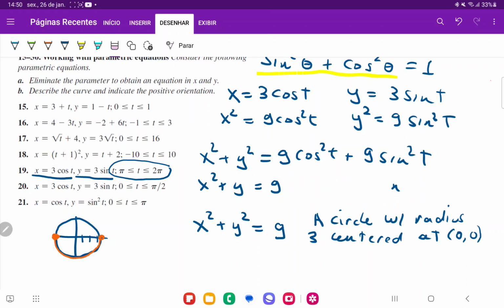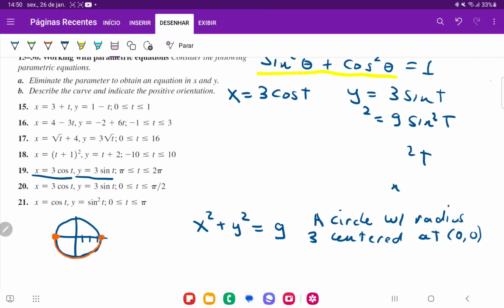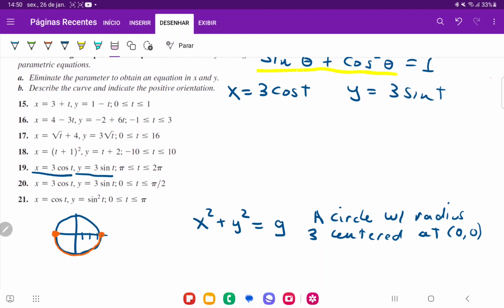So now what we just need to do here is once we've understood that this is a circle, we just need to put the starting point and the ending point. So it begins at, so we've drawn this here and we can understand it, but just to show you guys how to actually calculate this, the lower boundary of our parameter is pi. So we're going to plug in pi here for x and y.